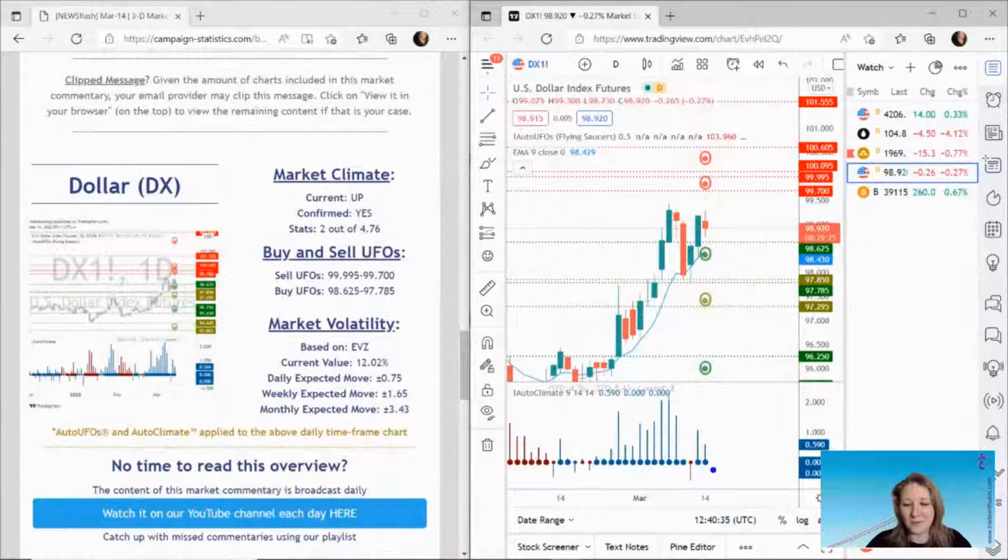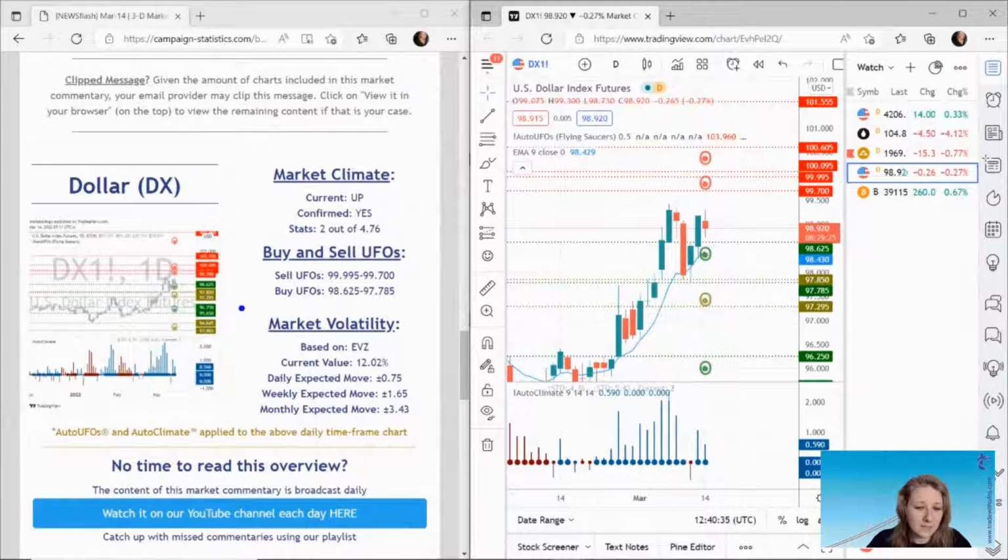That's more confirmed. We have a thick blue dot, probability upwards. We have buyers closer to us. They are between 98.625 to 97.785. And we've got a little bit of room before we hit the sellers that could change things. They're up here between 99.995 to 99.7. Overall probability up there for the US dollar.